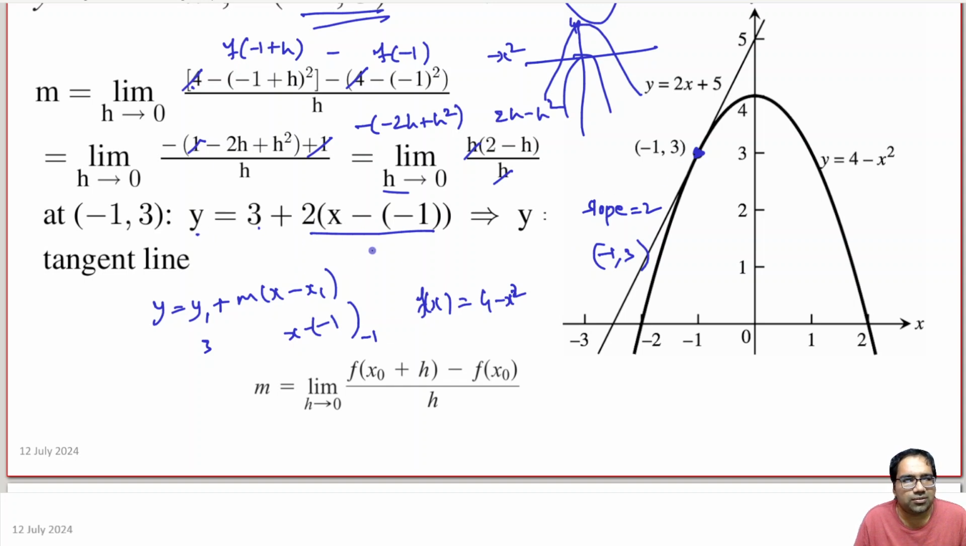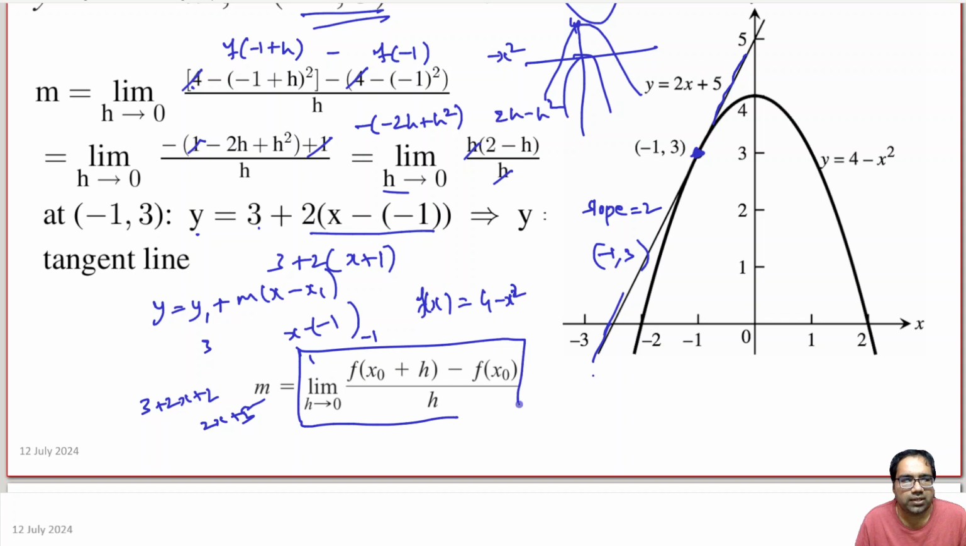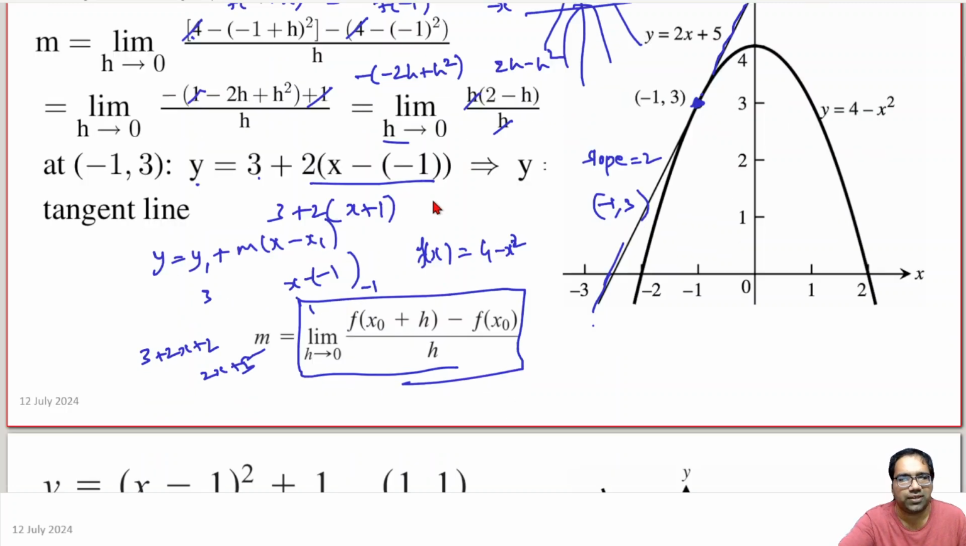So y equals 3 plus 2 times x plus 1. This is our equation, right? 3 plus 2x plus 2, which is nothing but 2x plus 5. That is the equation of this line, 2x plus 5. Very easy. What we have done is taken a simple point and calculated the slope of the curve at that particular point. We know the slope of the straight line as well as a point through which it is going, so we calculate the equation of the tangent.